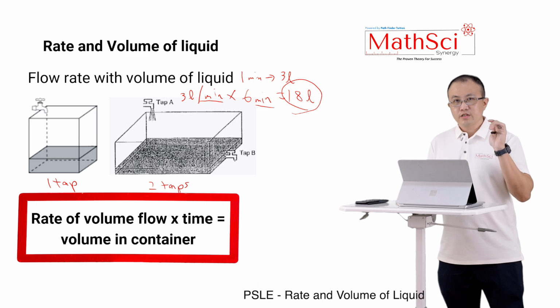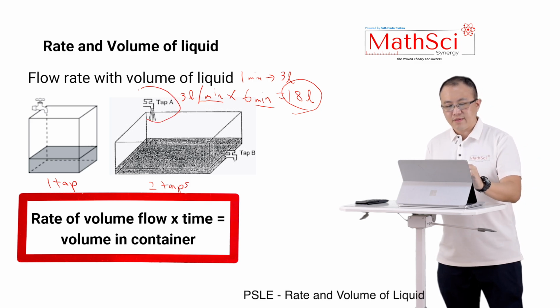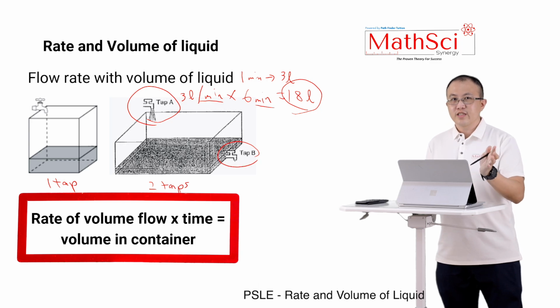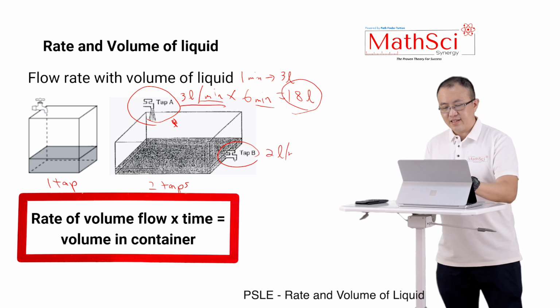Okay, so we're going to use this concept to talk about water going in and water coming out. And for the case of water going in and coming out, how to do this question? You can either treat them separately, but I think the faster way will be to do this. Okay, so you have tap A and tap B. Usually they will not be at the same rate. So if this is 3 liter per minute, then let's say this is 2 liter per minute.